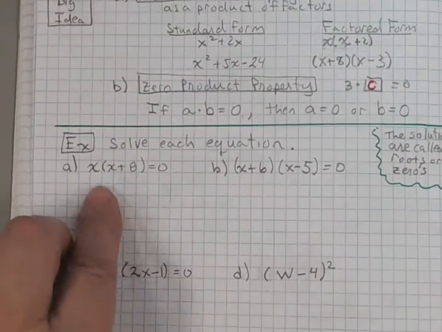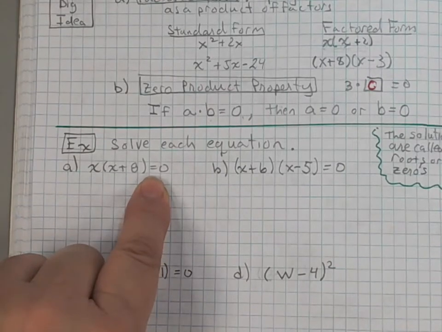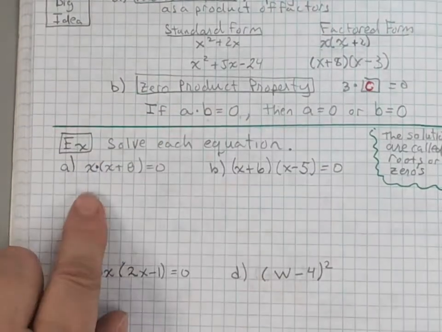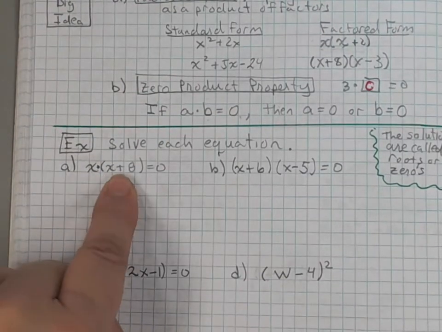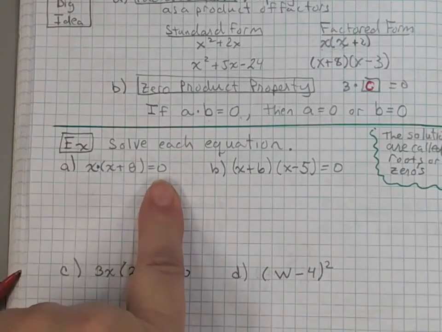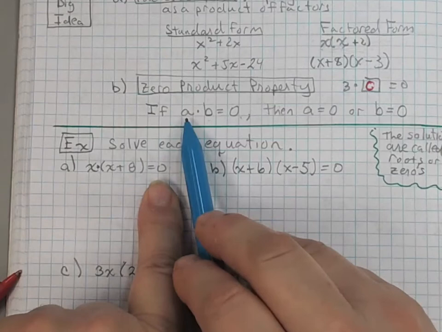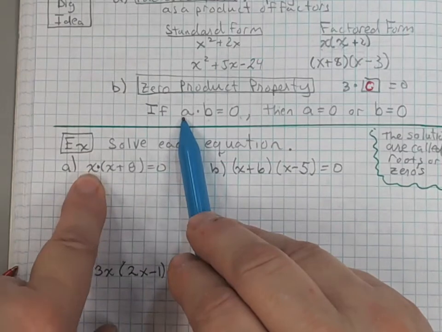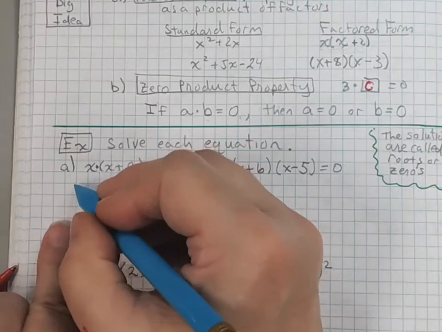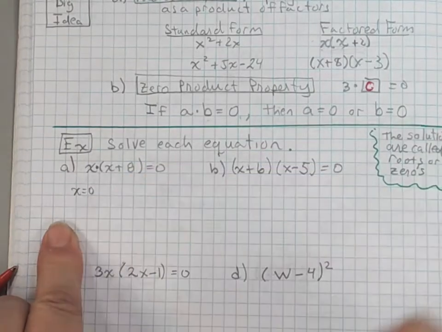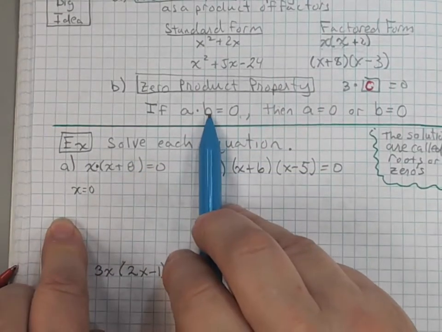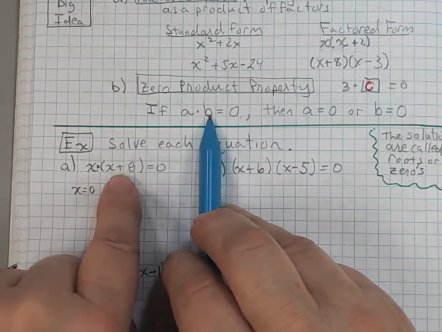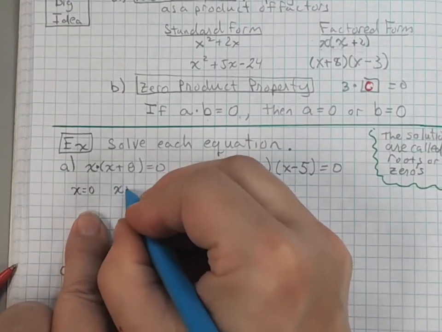So here's my first equation that I have to solve. And so I have a product. This is x times the quantity x plus 8, and it's set equal to 0. So in the zero product property, it says if you have two things multiplying to 0, one of them has to be 0. So my first thing is the x. So maybe x is 0. So I write that. X could be equal to 0. The other thing is my second factor, which is a sum this time. It's a quantity, x plus 8. That could be equal to 0. So I write x plus 8 equals 0.